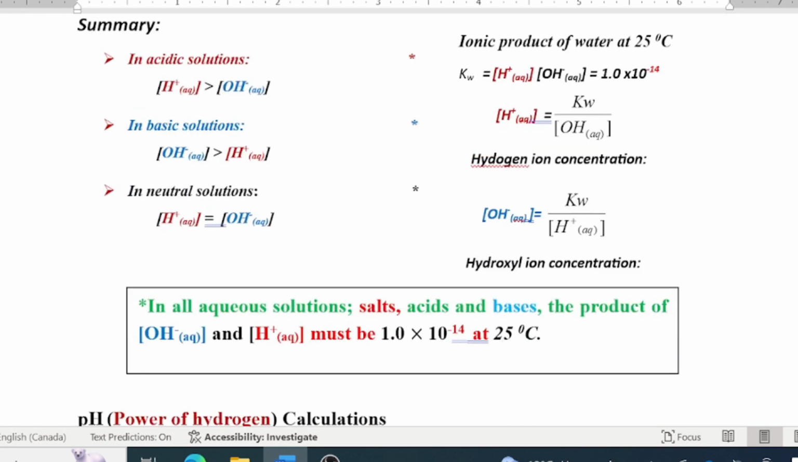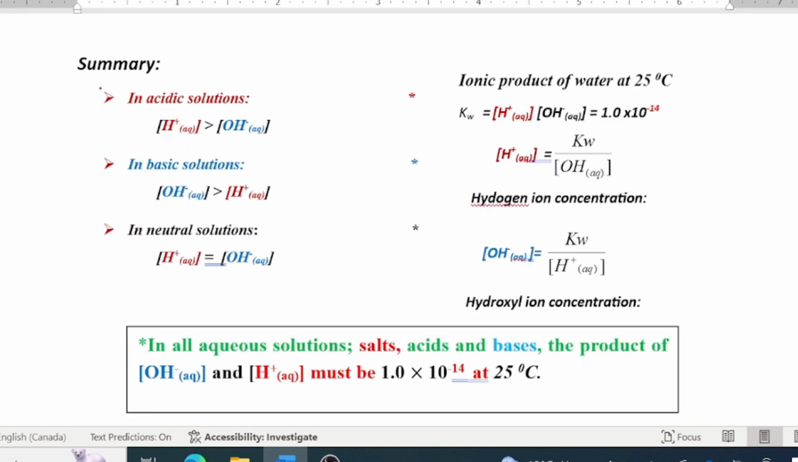So let's summarize all you're having there now. In an acidic solution, the concentration of the hydrogen ion is greater than the concentration of the OH ion. In a basic solution, the concentration of hydroxyl ion is greater than that of hydrogen ion, and in a neutral solution, the concentration of H plus ion is equal to OH ion. Okay? The ionic product of water, Kw, which is the product of H and OH, is always this value.